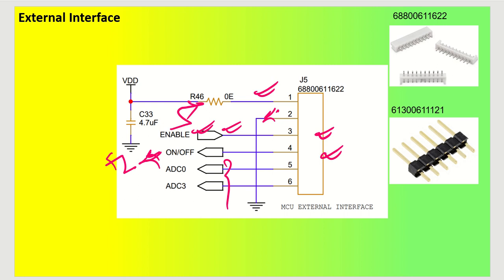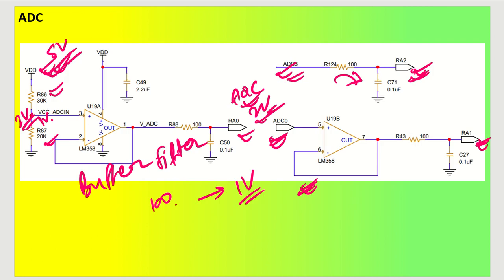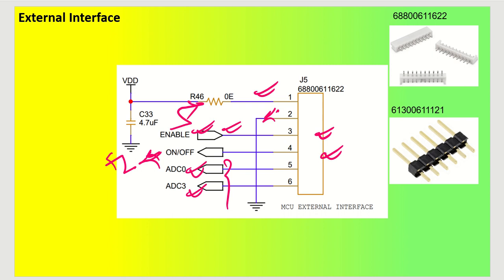There are two ADC values that have to be monitored: ADC0, which I have named, and ADC3, which I told you about in the previous circuit. You can see this is ADC0 and this is ADC3. So both of these values have to be monitored and checked. If you want, you can use this particular connector as a Berg stick, which is the part number I have given here, 61300611121, or you can utilize a box connector also, which has the exact part number that I have given here.